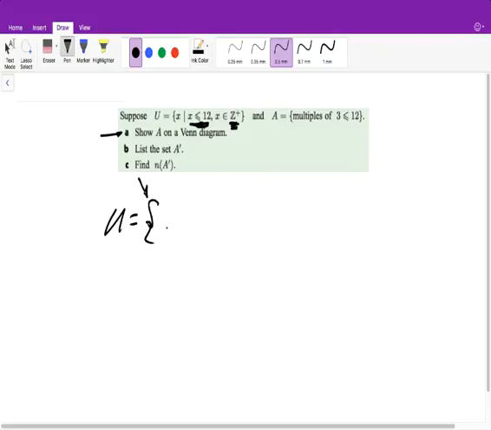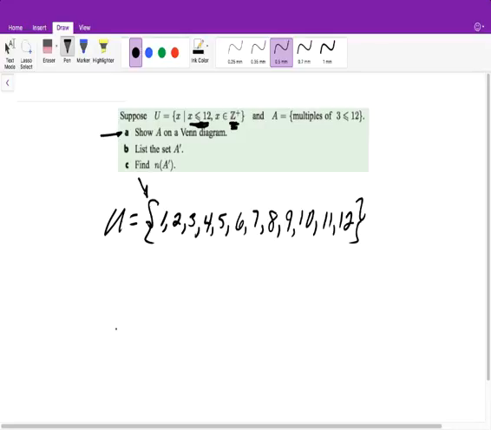So that's our 1, 2, 3, 4, 5, 6, 7, 8, 9, 10, 11, and 12. Right? Then we're going to write out our set A. So our set A is equal to multiples of 3. So that's 3, 6, 9, 12.